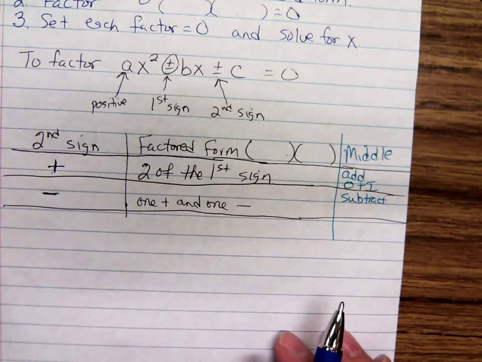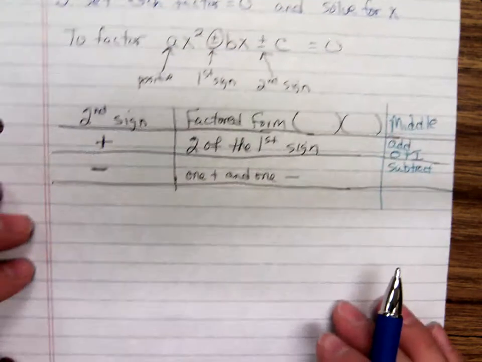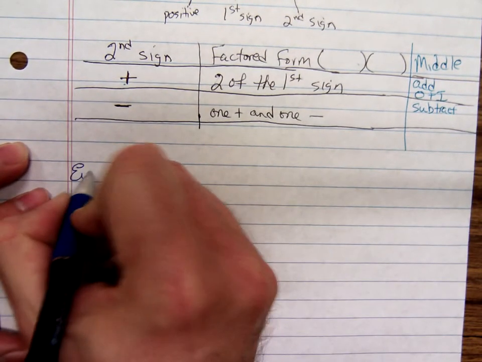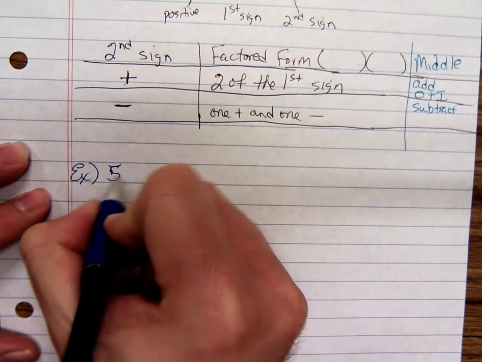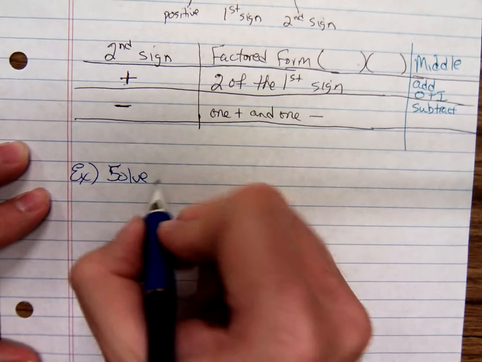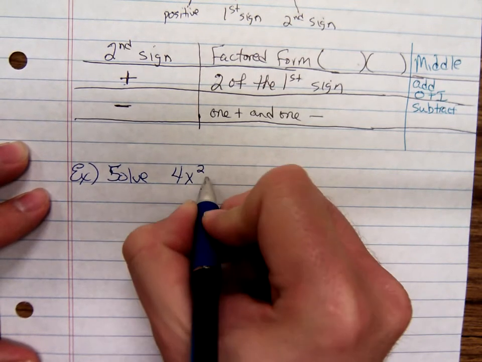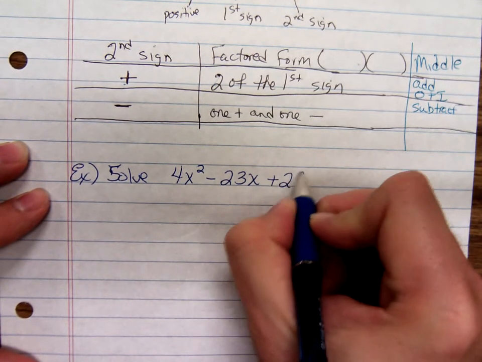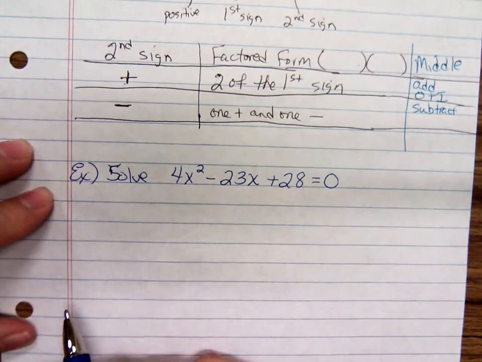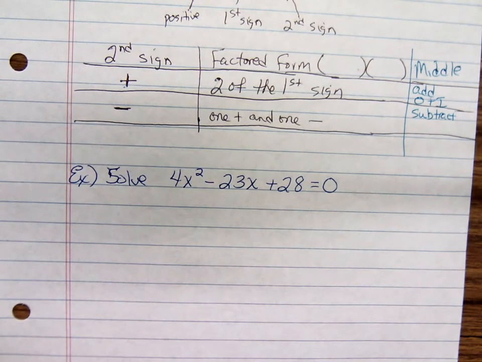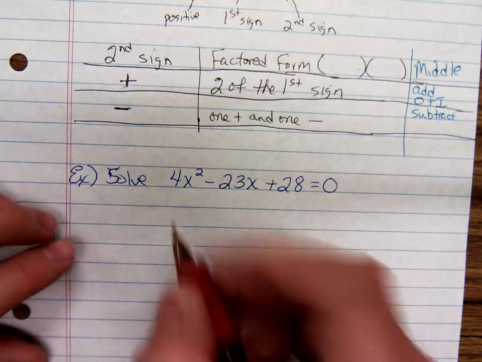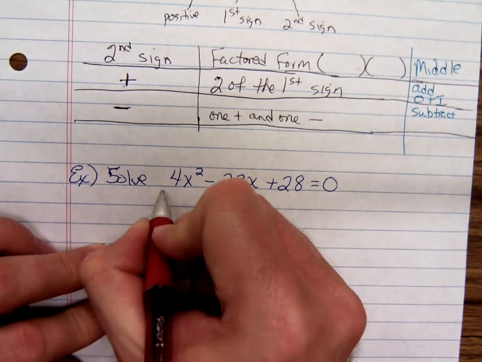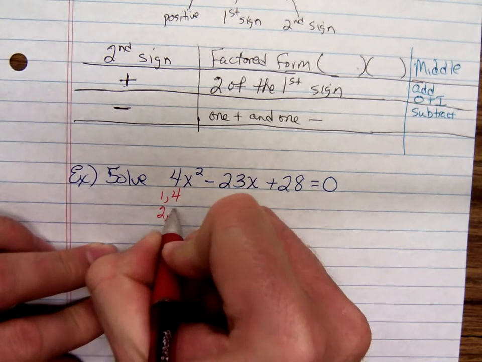So here's an example that we're going to do. Let's suppose we're told to solve this equation: 4x squared minus 23x plus 28 equals 0. To do that, I usually start off asking, what numbers multiply together to give me 4? Well, there's 1 times 4 and 2 times 2.